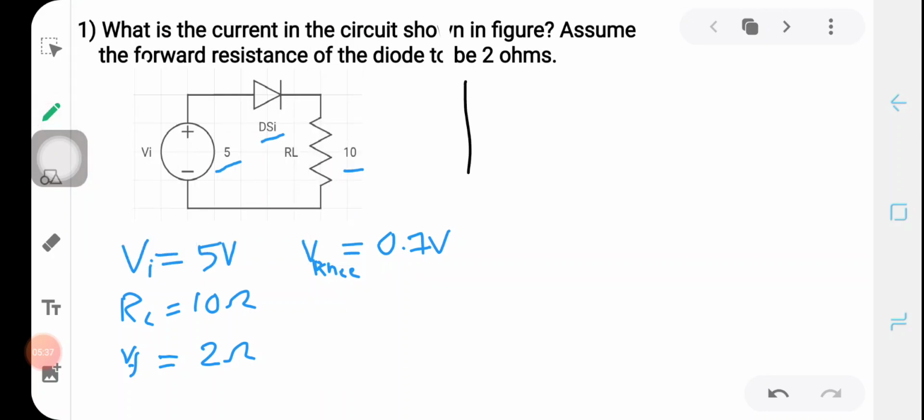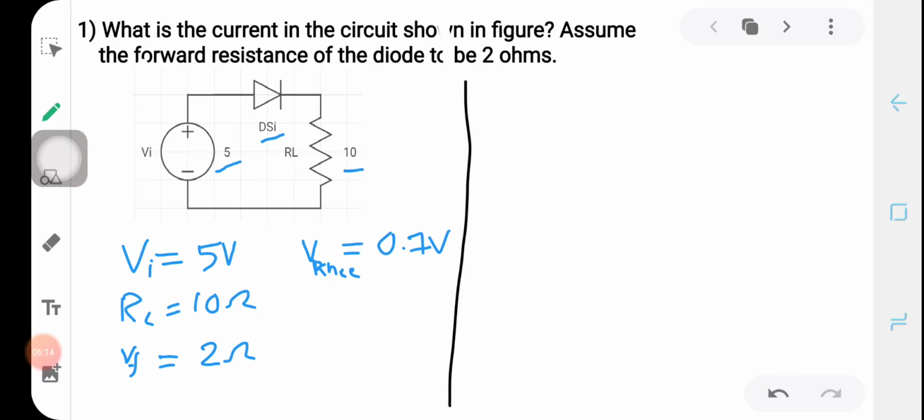Now these are the given quantities. We want to calculate the current. So I am going to replace this circuit by its equivalent circuit in order to analyze it, because in the theory sessions I told you that to solve a circuit it is better to replace it by its equivalent circuit. Here we have a circuit element, the diode, so we have to replace this diode by its equivalent circuit, then it is easy to analyze the circuit.